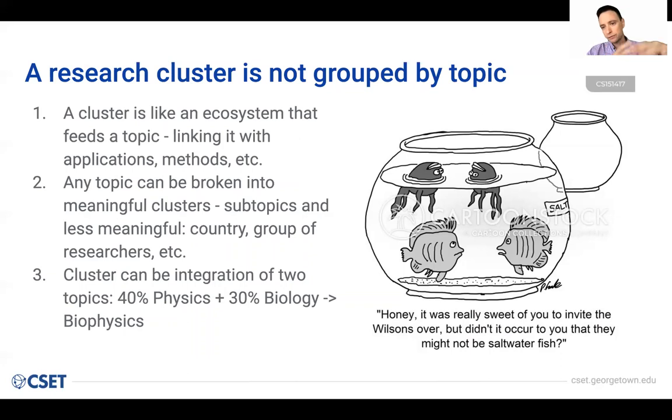So you can have any kind of grouping of clusters. Furthermore, clusters can be an integration of several topics. For example, if you have physics and biology papers citing each other a lot, they form a biophysics cluster, which is a mixture of several topics. And the same mixtures can be made in smaller topics as well. So a cluster is much broader than a topic, and often it cuts across topics, or a topic can cross across clusters.